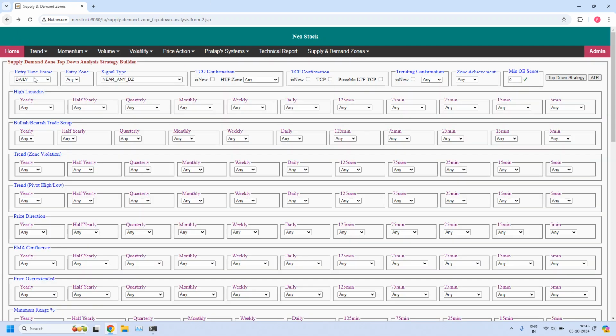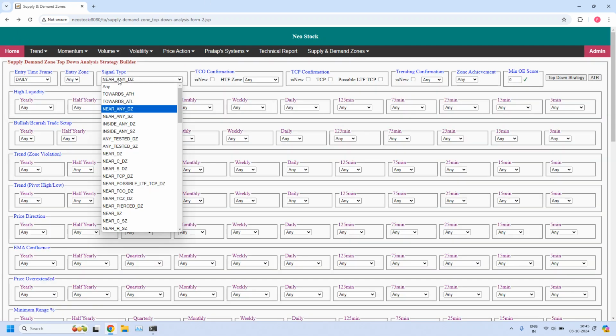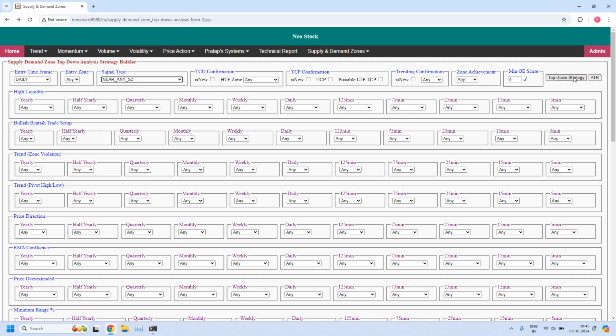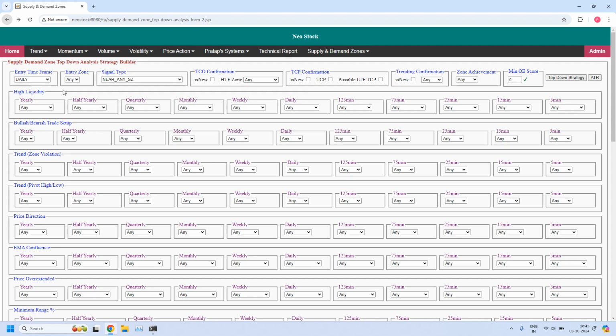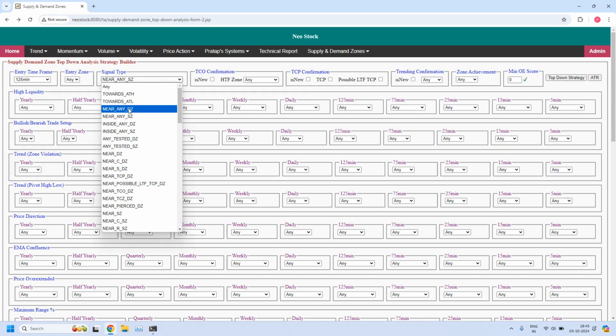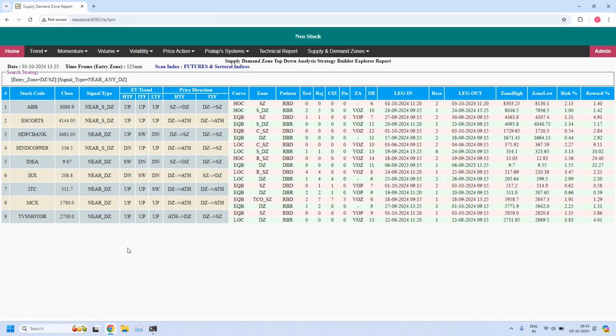Next, for daily time frame, let us find the stocks near daily supply zone. Only 2 stocks are filtered and we don't have any high liquidity daily supply zones from this list. Okay, next time frame is 125 minutes. Let us find the stocks near 125 minutes demand zone. 9 stocks are filtered.